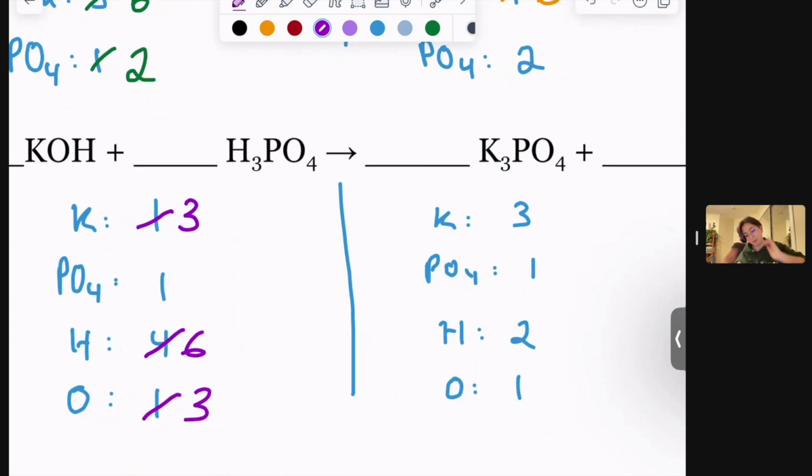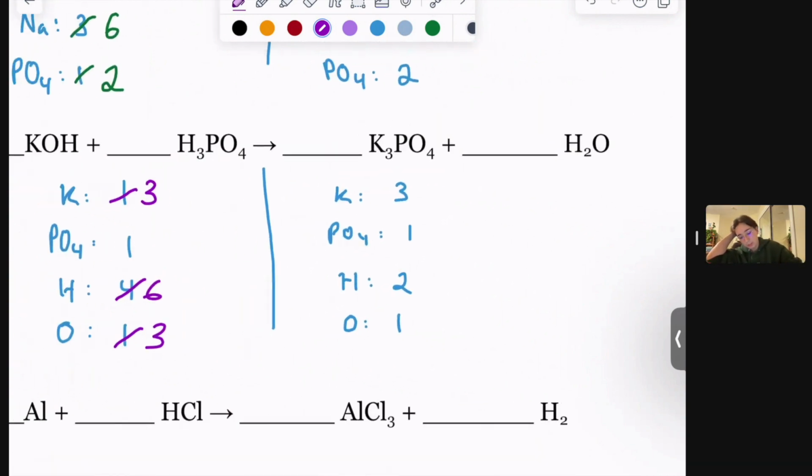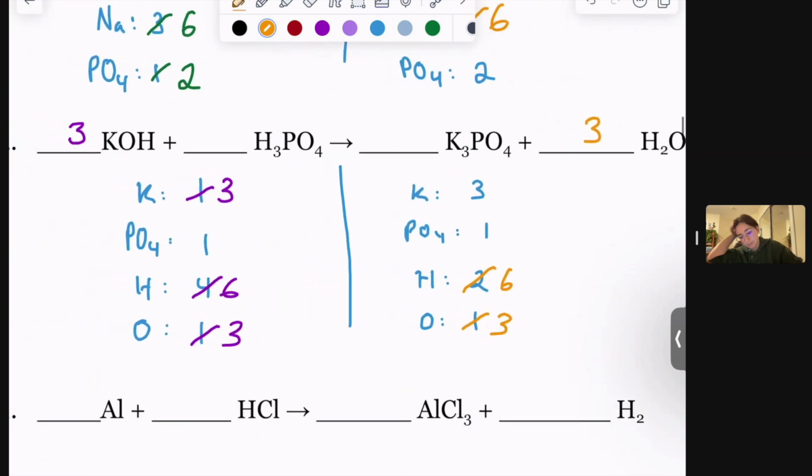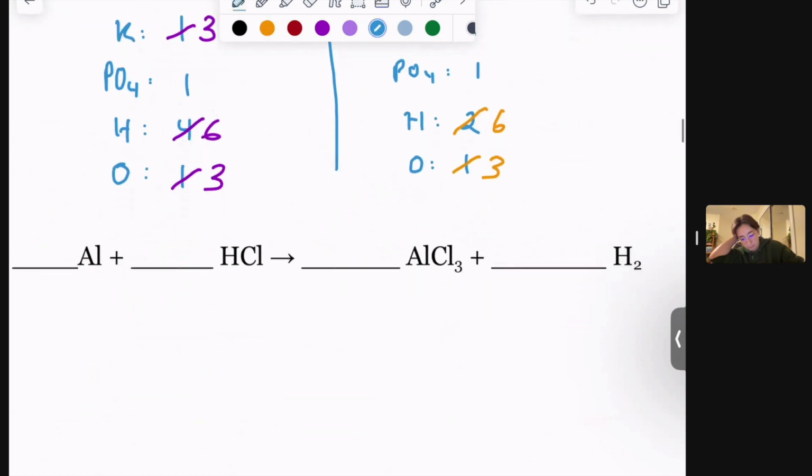Now I gotta somehow fix my hydrogen and oxygen. So looking over here, if I want to change 2 into 6, I put a 3 here. That'll change this into 6. 2 times 3. And then I also have 3 oxygens in that compound. There you go. Sorry, I'm kind of going slow and not explaining things that well. If you want more help, just let me know or come on in anytime.